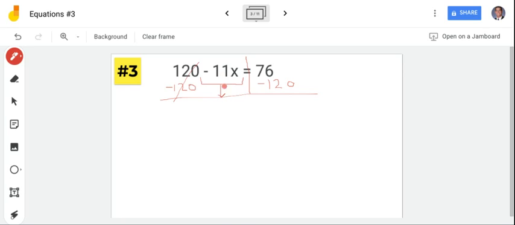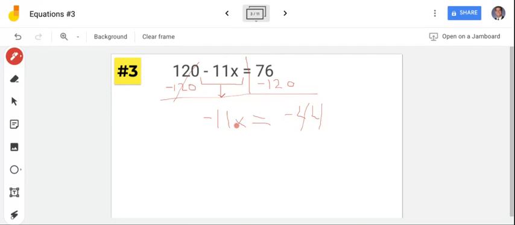I'm going to bring that term straight down. So I have negative 11x. I bring my equal sign straight down. And over here I have 76 minus 120. These have different signs, right? And so I would say different signs subtract. Keep the big guy. And what would I get? Well, I should get negative 44, right? 120 minus 76, that's 44.